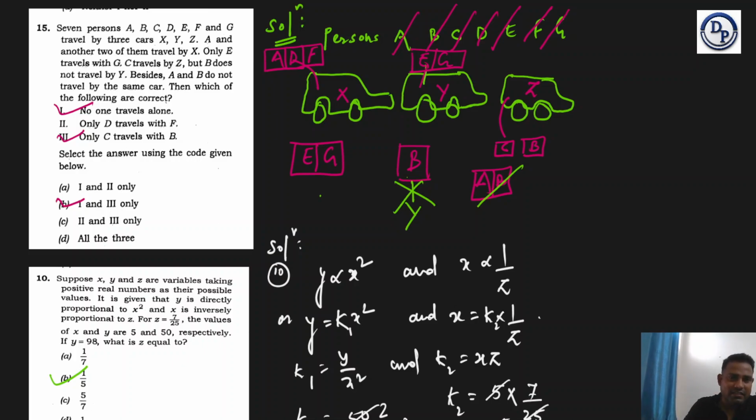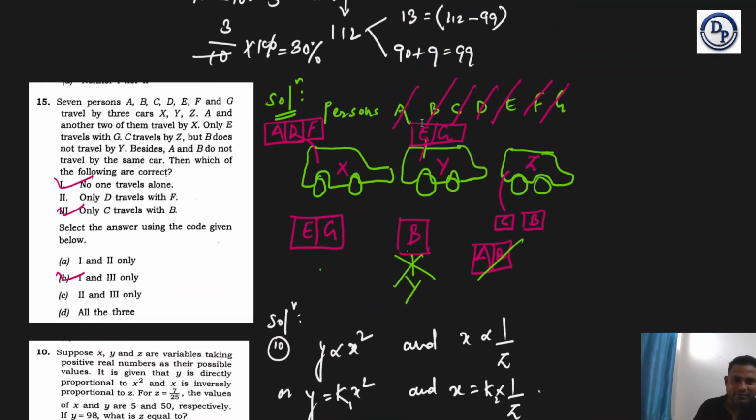Seven persons A, B, C, D, E, F, and G travel by 3 cars X, Y, and Z, and another 2 of them travel by X. Only E travels with G. C travels by Z, but B does not travel by Y. Besides, A and B do not travel by the same car. Then which of the following are correct? No one travels alone. Only D travels with F. Only C travels with B. Only B travels with D. This is the question.